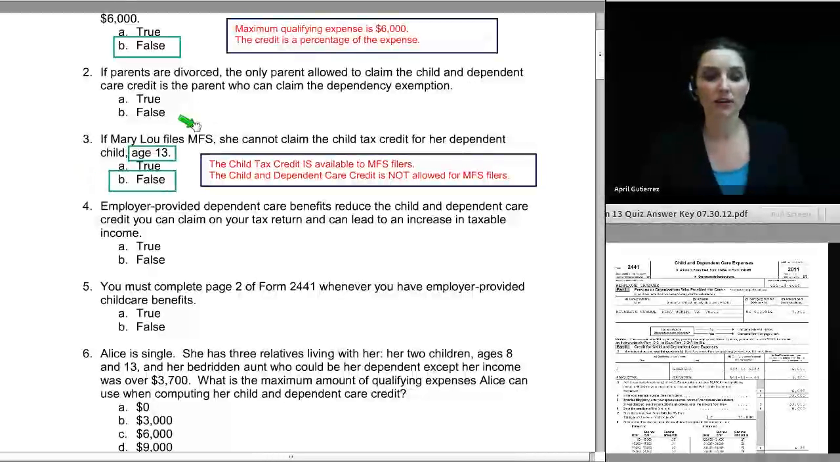Therefore, even though Mary Lou is filing married filing separate, she is still entitled to the child tax credit if she has a qualifying child who is under age 17. Well, she's got a dependent child who is age 13, that is under age 17, and presumably this is probably her son or daughter. But child is enough.